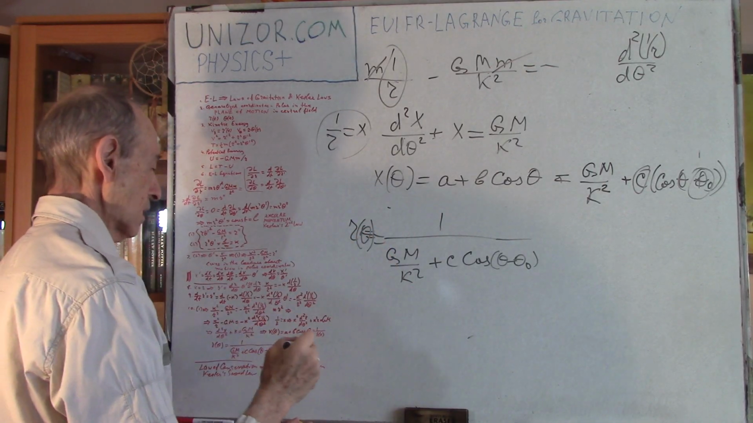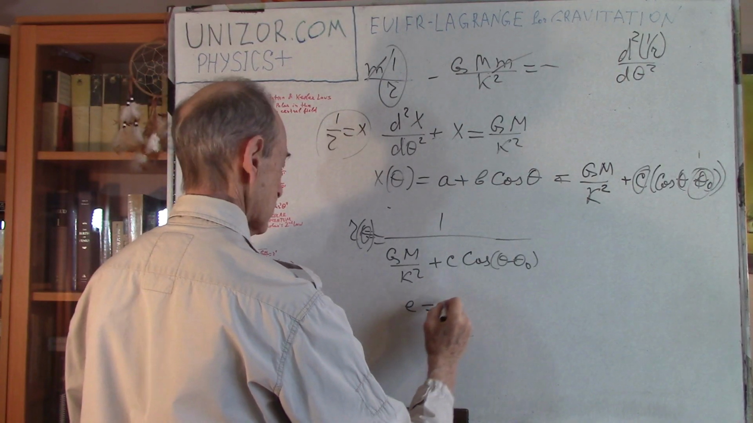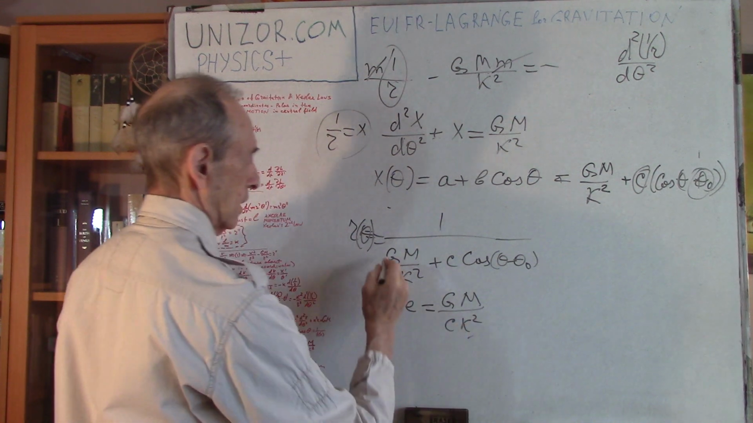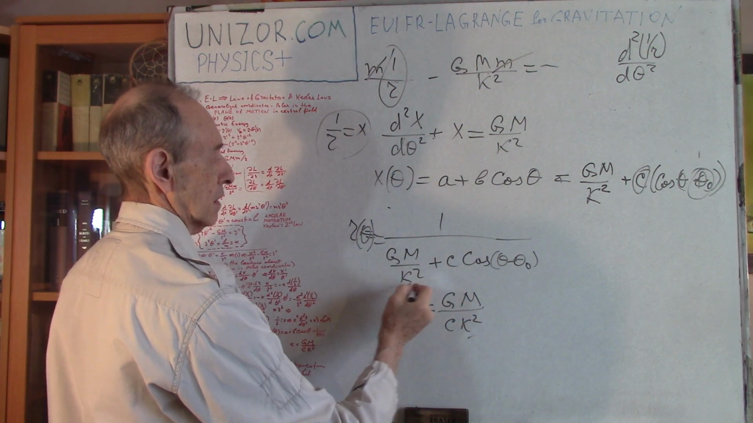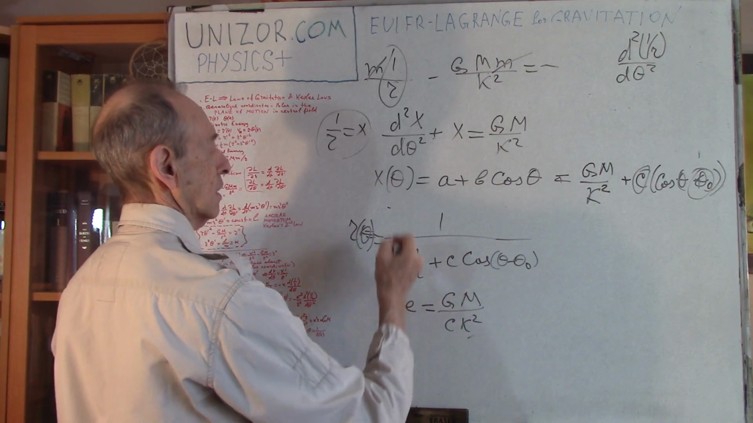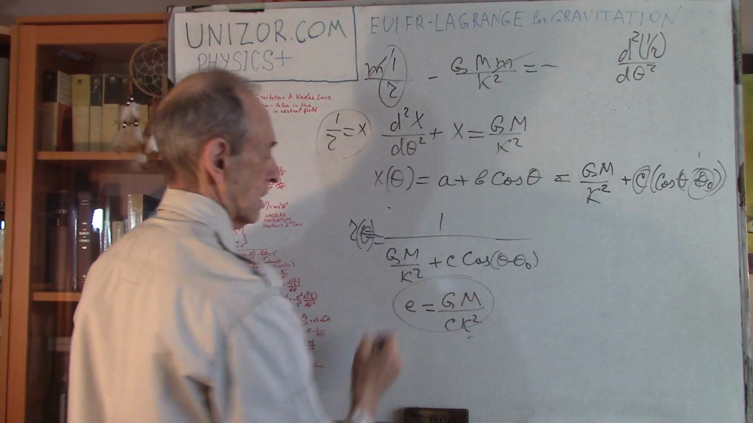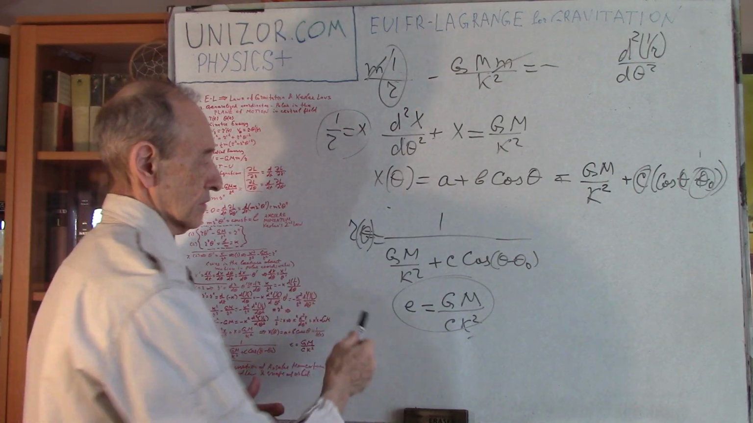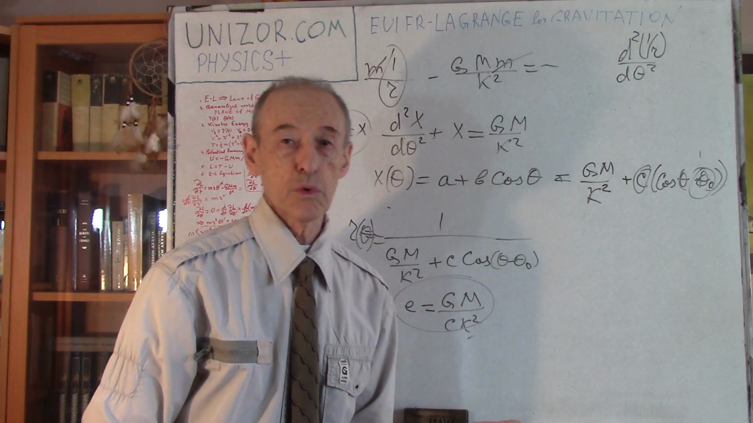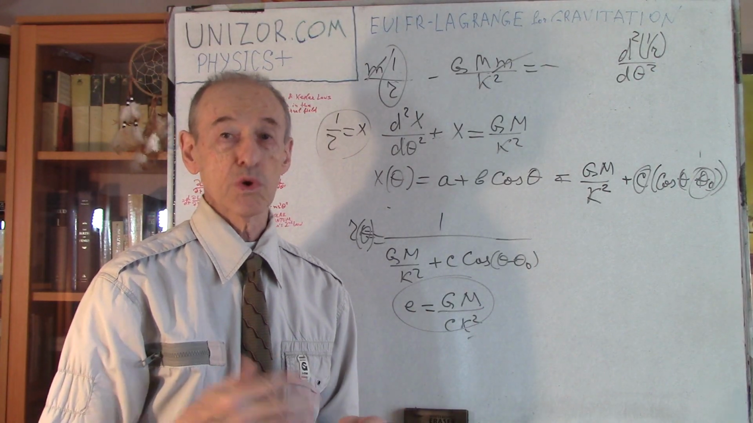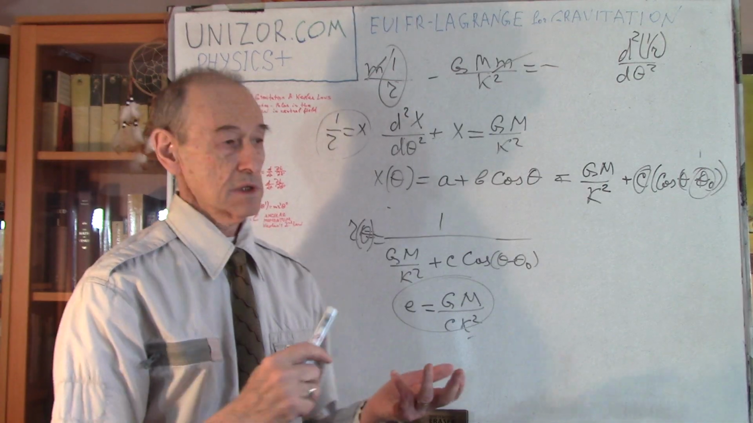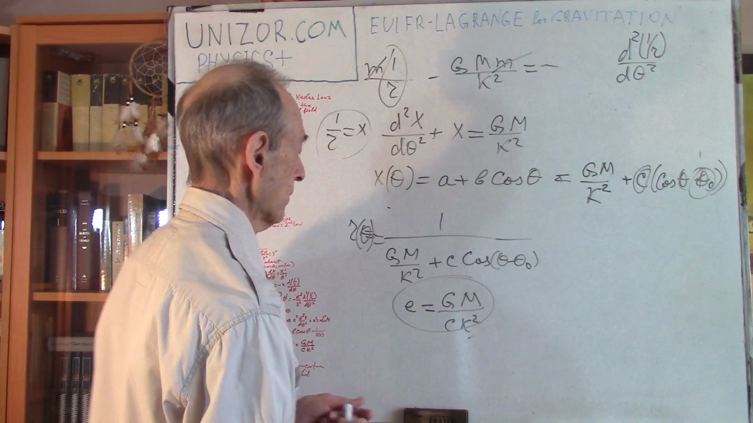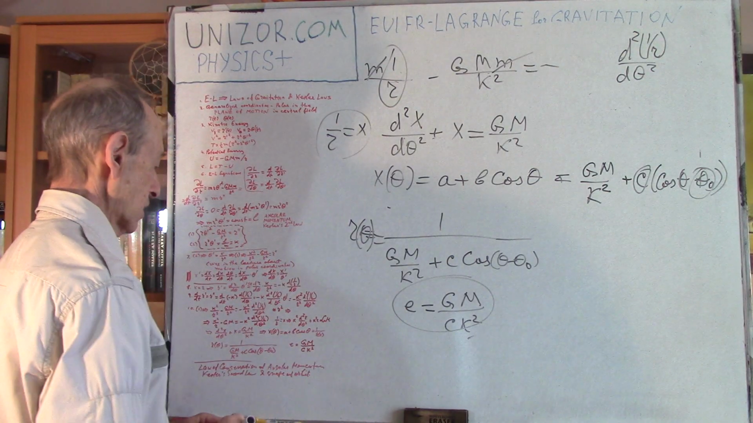Now, from here, there is an expression gm over ck square. Gm, if you will divide it by c square, you will have 1 here and c here. And this is eccentricity of the curve. So this is basically a general polar coordinates of certain conic section, which is either an ellipse or parabola or hyperbola. Now, it all depends on this particular condition.